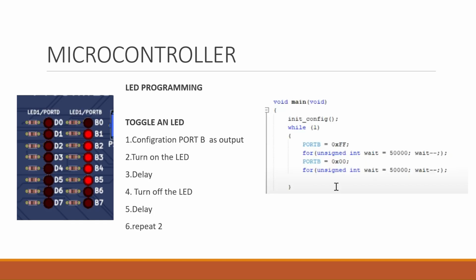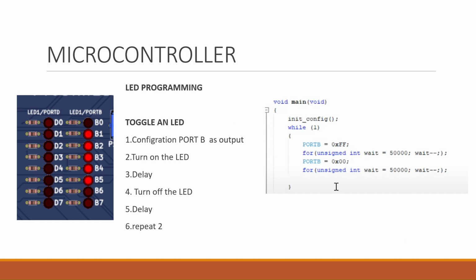First we are configuring port B. We are taking the output on port B, turning on the LED, and fixing the delay time, and then after some seconds the LED will turn off. This process is repeated. Next we see the switches.